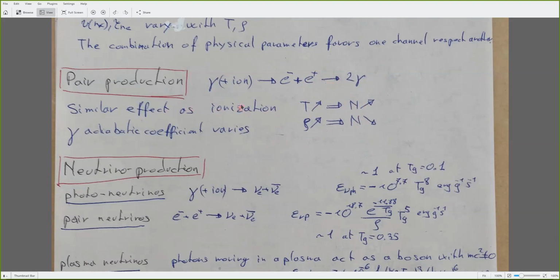Since it's similar to ionization, the effect is also similar, with the adiabatic coefficient that can vary its value according to the presence of this pair.